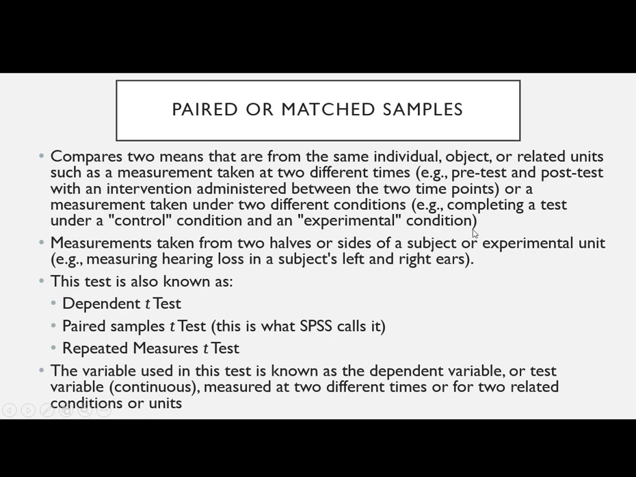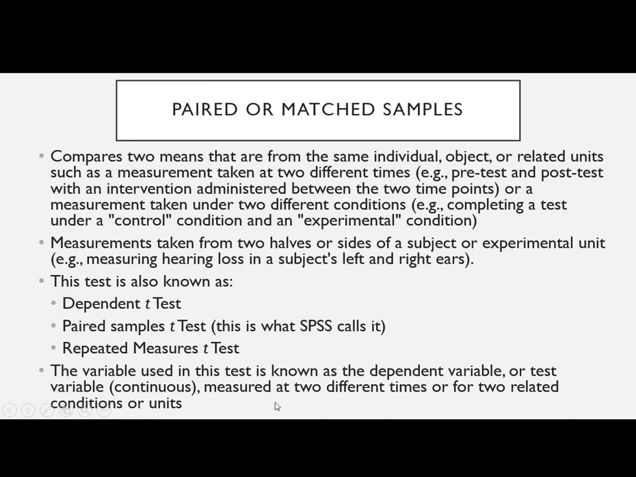Or you could say the same hospital, like I had before in another example, the same hospital in March and in April. They're paired, they're from the same place. Or measurements taken from two halves or sides of a subject or experimental unit, for example, measuring hearing loss in a subject's left ear and right ear. So when they're dependent, when they're the same person, we use this test. This test is also known as a dependent t-test, a paired samples t-test, which is what SPSS calls it, or a repeated measures t-test. You'll see it in different books, different ways.